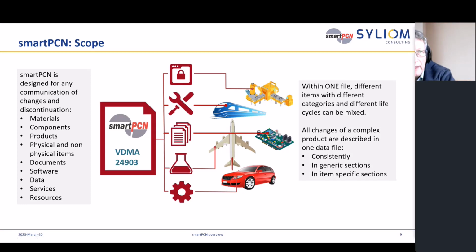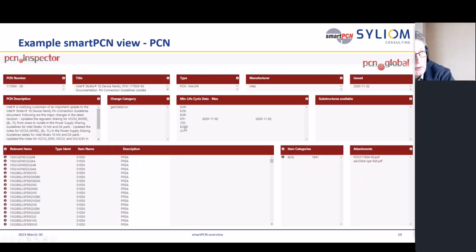So within one file, we have different items with different categories and different life cycles that can be mixed. All changes of a complex product are described in one data file. This is consistent, it's in a generic section, and we have also some item-specific sections. Now let's have a look, and this is an example then from a tool.